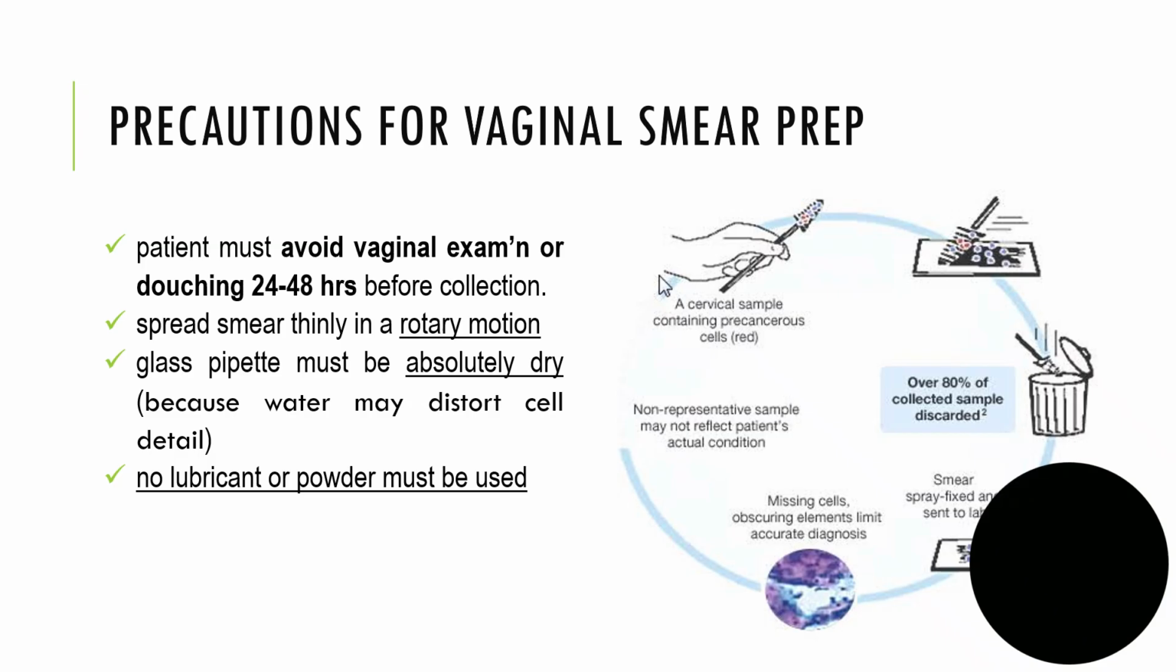As for the equipment, you can use a glass pipette. It should be absolutely dry because water is the enemy of cytologic preparations. Even a small amount of residual water can distort cell detail by causing osmotic swelling or lysis of the cells. No lubricant or powder should be used. Lubricants commonly used in pelvic examination, such as KY jelly, can contain substances that coat cells and interfere with staining. Powder introduces foreign particulate matter that can be confused with organisms or cellular debris.